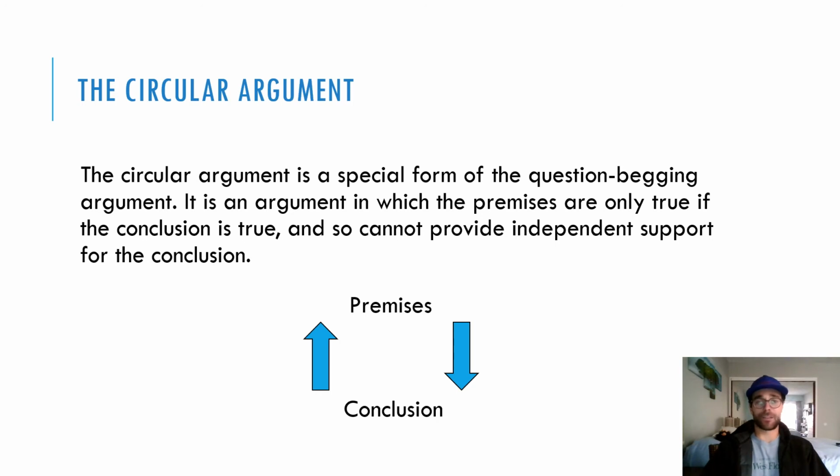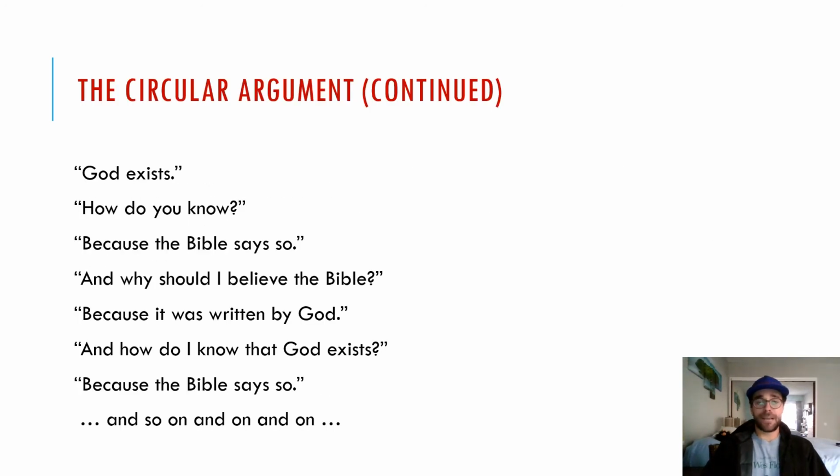A type of begging the question argument is the circular argument fallacy, in which case we use the conclusion to support one of the premises that's controversial. Here's an example of that being used in conversation.